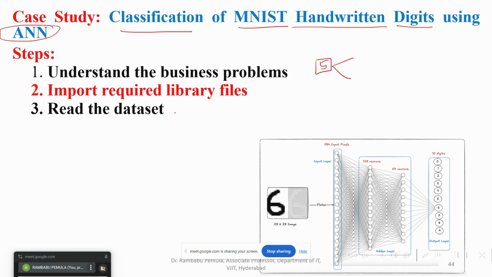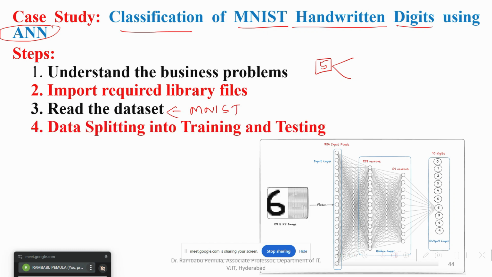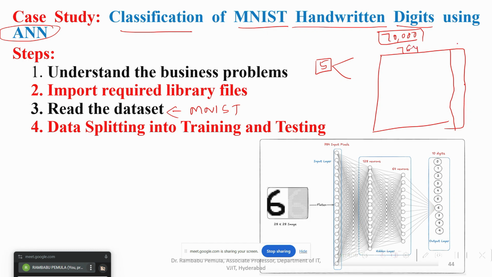Reading the data set means here the MNIST data set, and then splitting the data into a training part and a testing part. The MNIST data set contains 70,000 handwritten digits, and each contains 784 features, with corresponding class labels, y.